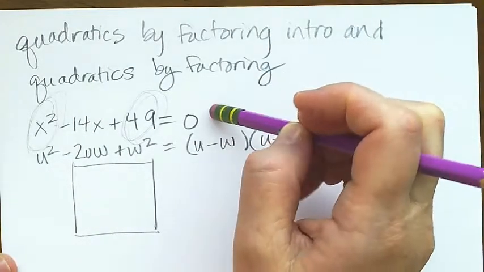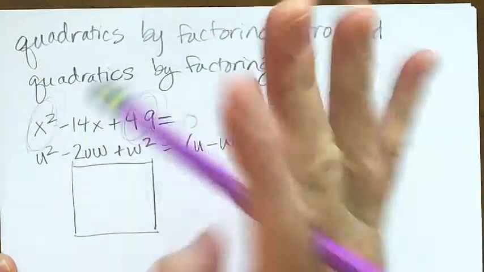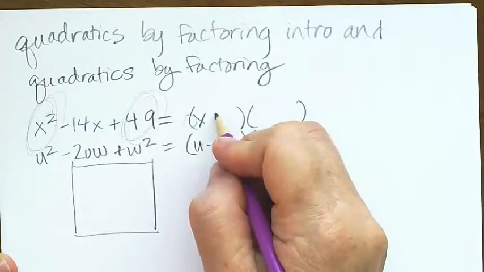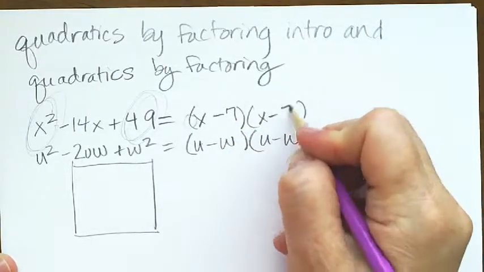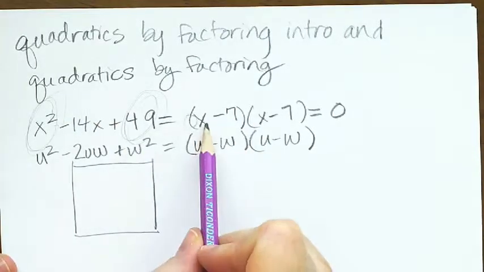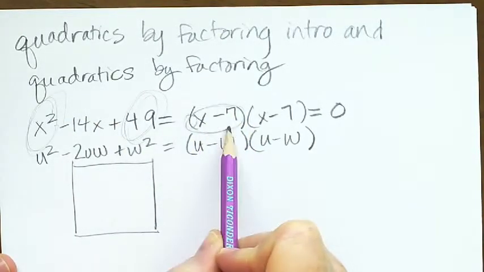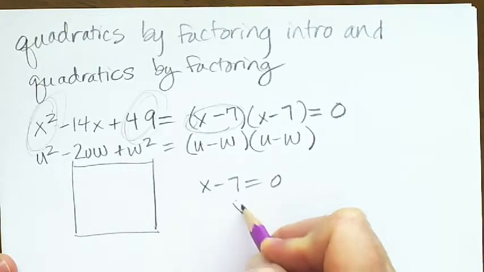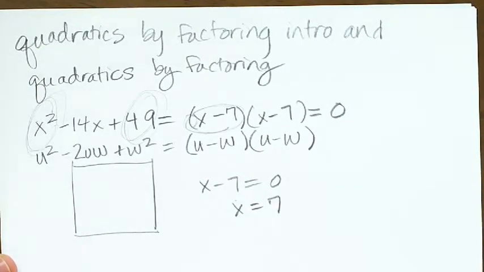So that would give me x minus 7 times x minus 7. Now I'm trying to figure out what x is. So what would make this quantity 0? So x minus 7 equal to 0, add 7 to both sides, x would be 7.